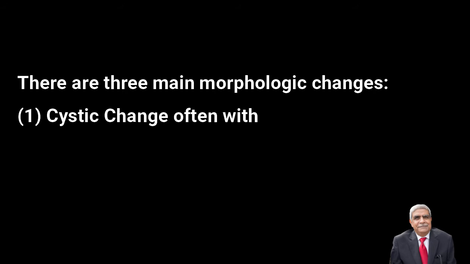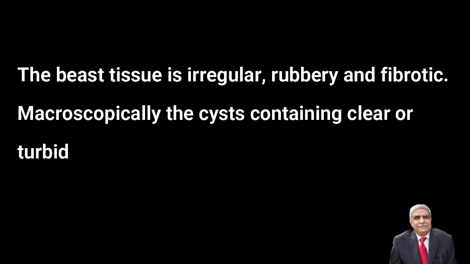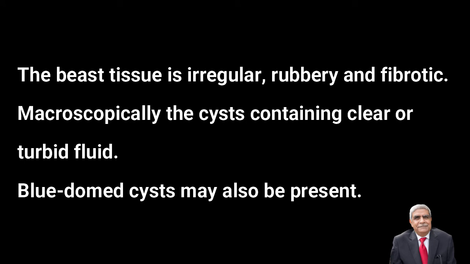Morphology. There are three main morphological changes. Number 1, cystic change, often with apocrine metaplasia. Number 2, fibrosis. And number 3, adenosis. Gross appearances. The breast tissue is irregular, rubbery, and fibrotic. Macroscopically, the cyst contains clear or turbid fluid. Blue dome cysts may be present.